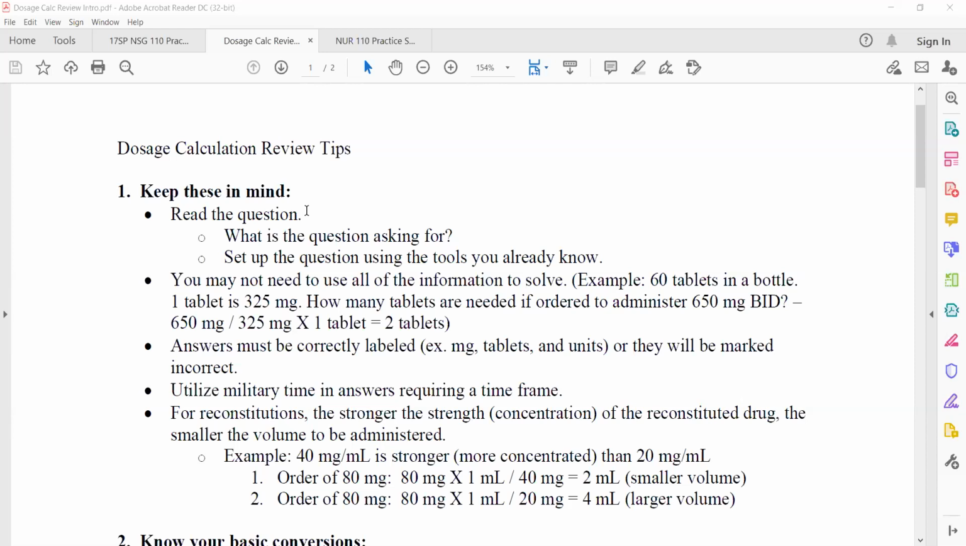Most of this stuff is things that you already know how to do. It's just that you haven't looked at it in a while, and that's what can make it frustrating. So let's get into some of the details here.